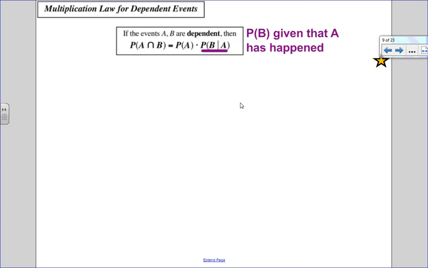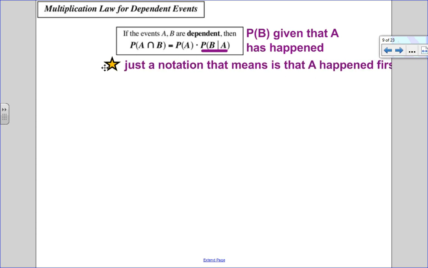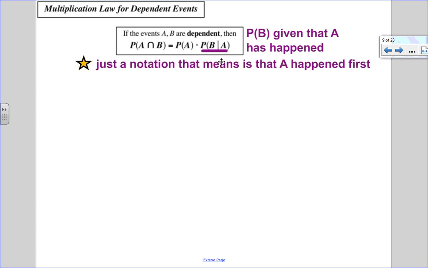Okay, so this is the multiplication law for dependent events. The probability of A and B happening is the probability of A happening times, now this looks like a weird notation, the probability of B/A. This just means the probability of B given that A happened. It is just a notation, and all that notation says is that A happened first. So we are not going to be doing conditional probability. This is just a notation.